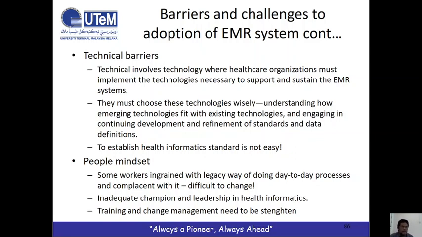So inadequate champion and leadership in health informatics is another barrier. When you want to develop such a big system like healthcare, you need a champion and leadership in health informatics. This is important, which is why I brought this chapter, or this subject, to the students to learn the healthcare information system under the health informatics area.